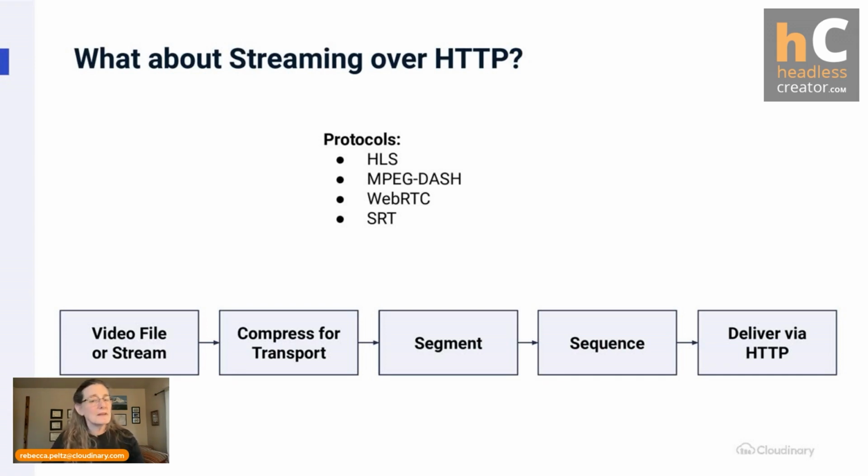Basically, what you're doing when you're streaming is you've got your video file stream, you compress it for transport, and then you segment it. You're breaking it up into little pieces so that you can move them quicker over the internet to your client. And then you're sequencing them at the client and delivering them into the browser. So that's what streaming over HTTP is.